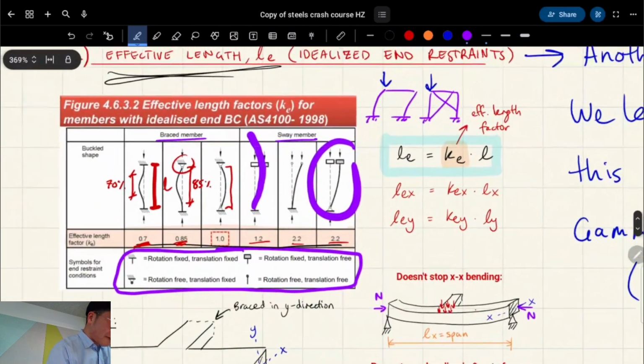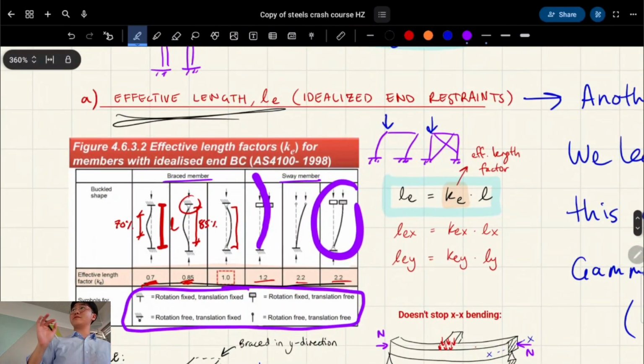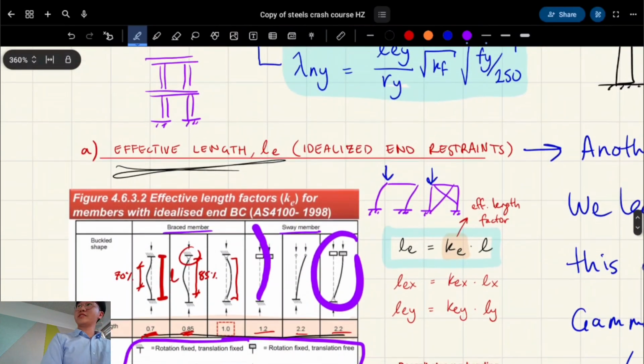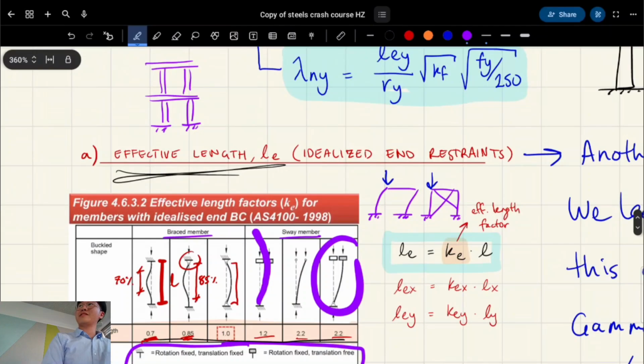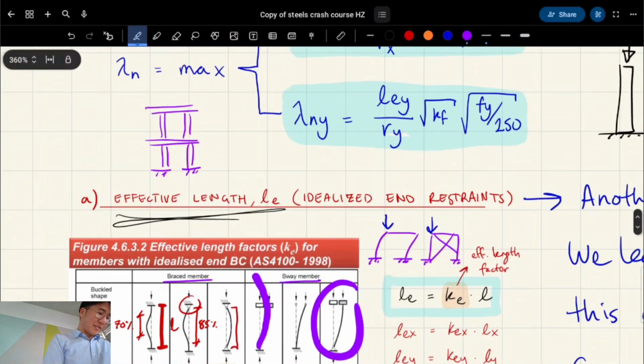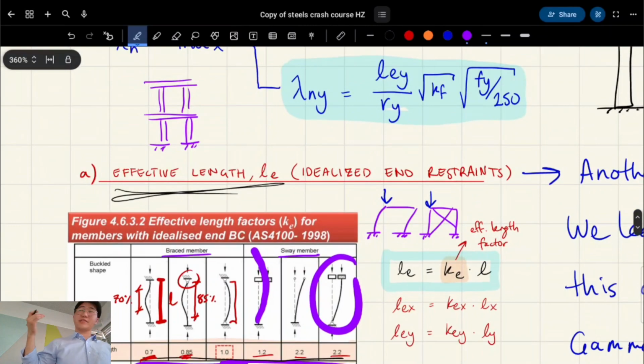You said 0.7, right? Yeah. So fixed and fixed on a braced member, kind of. Oh yeah. But firstly, do you reckon we would consider it as braced or sway for that kind of building? Sway. It would be sway based on the information I just told you, but they don't want it to be a sway building, right? In real life, because a sway building is dangerous.